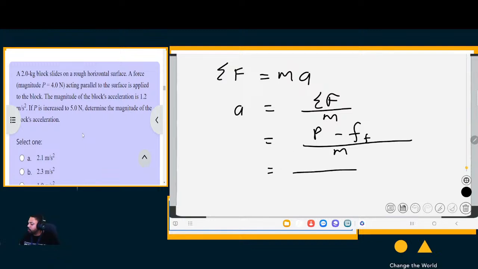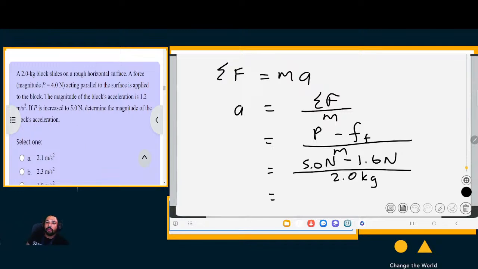In our case, P is now being increased to 5 newtons, minus the original force of friction, which stays the same. We calculated the force of friction to be 1,6 newtons. That would be your net force in the horizontal direction. Then we divide it by the mass, which in this case is 2 kilograms, which would give us the acceleration of the block if the force is increased to 5 newtons.